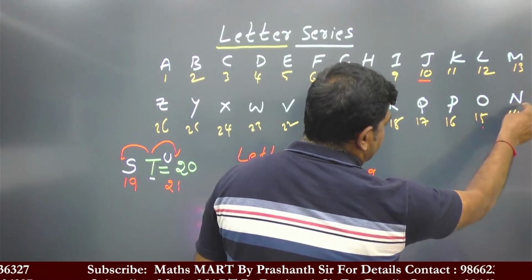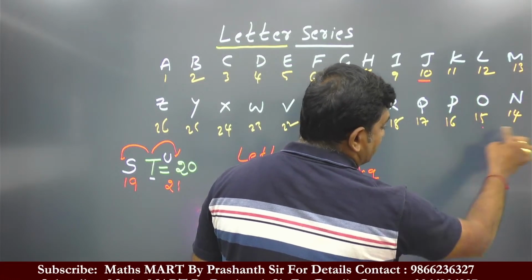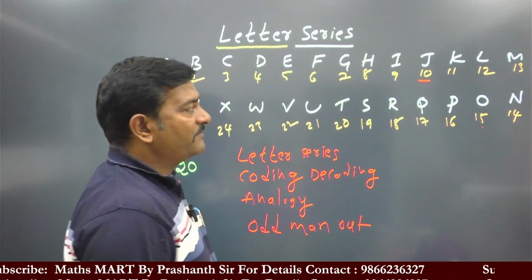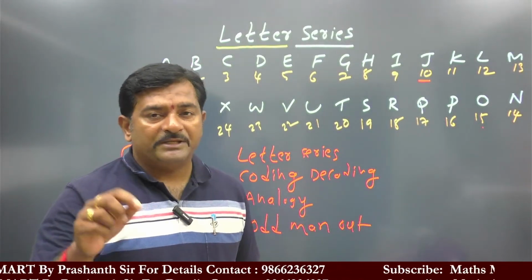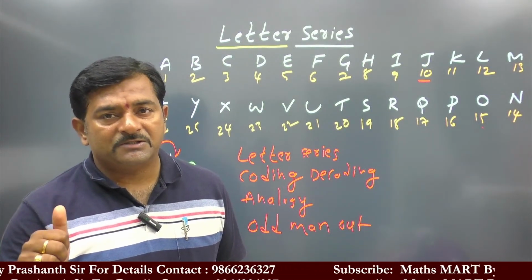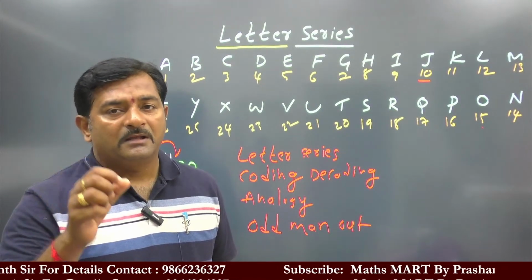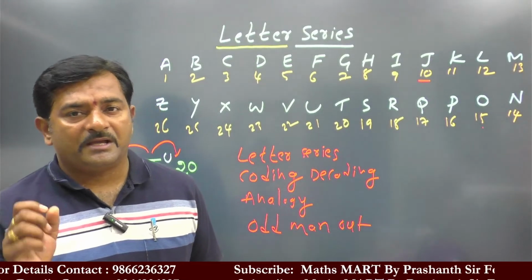I wrote the second half of the alphabet in reverse order, so this is the preceding one and this is the succeeding one. That is the reason I am telling you. Now tell me, O means how much here? 15. N means 14. P means 16. Okay, I hope you understood.